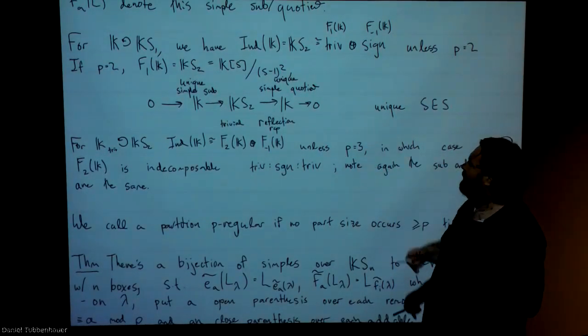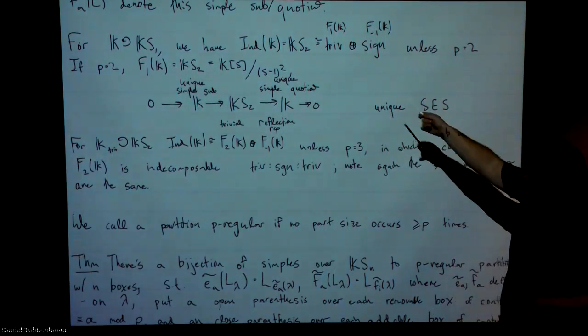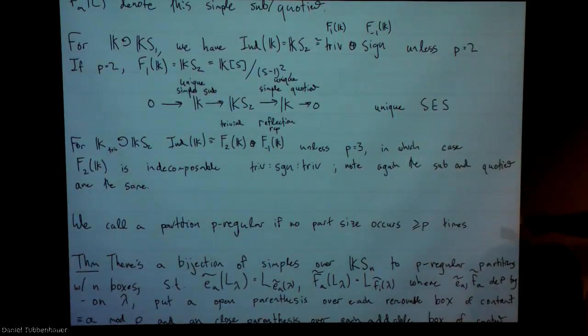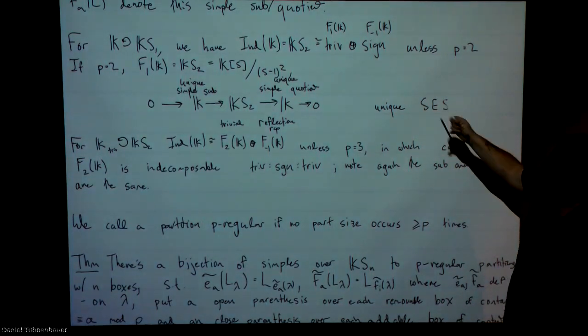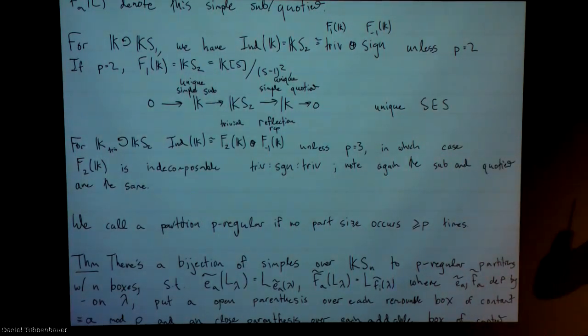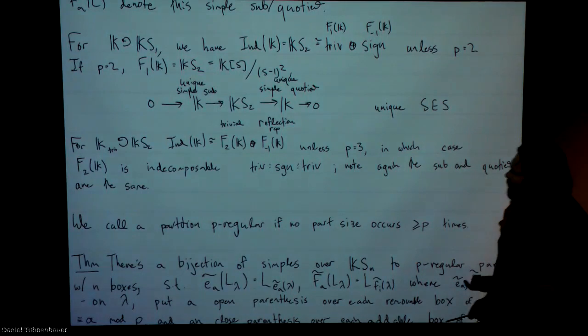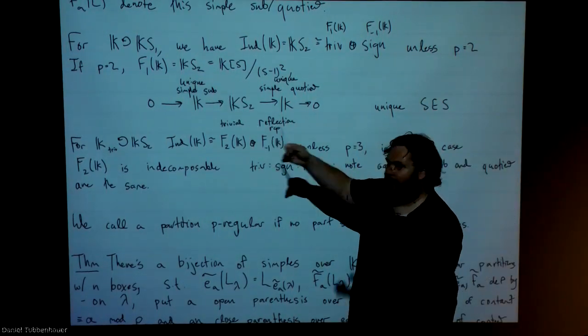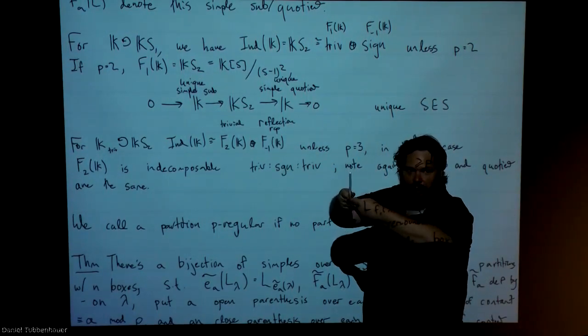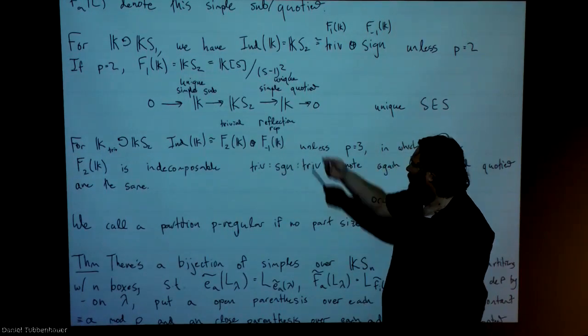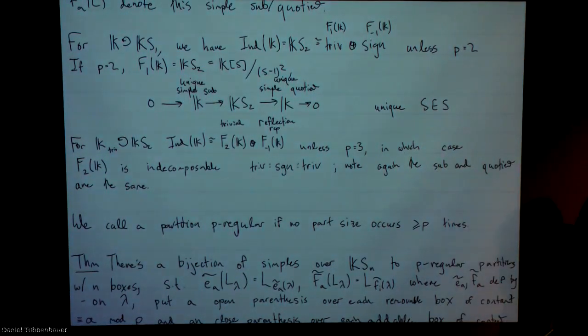So if I look at K of S1 and I do induction, I get the group algebra of S2. So if P is not equal to 2, I get the trivial plus the sign. That's f of 1 and f of minus 1. So those are simple, and indeed the theorem works. If P equals 2, then f of 1 and f of minus 1 are the same now. So I just have f of 1, that's the whole group algebra.